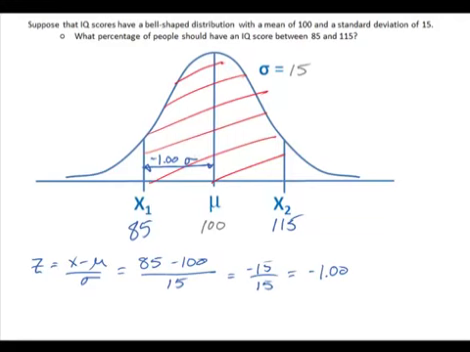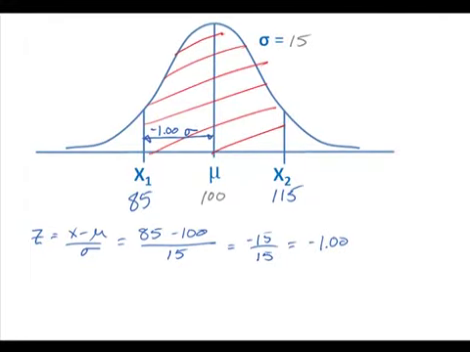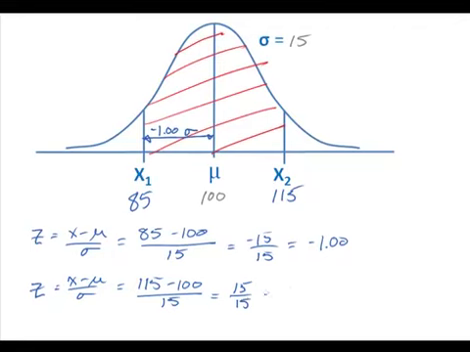We can also find a z-score for x2: x minus the mean over standard deviation, 115 minus 100 over 15, which is equal to 15 over 15. This is equal to a z-score of 1.00. So the distance on the right side is equal to 1.00 standard deviations.